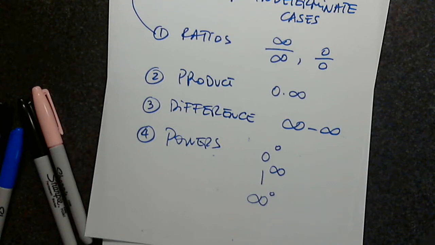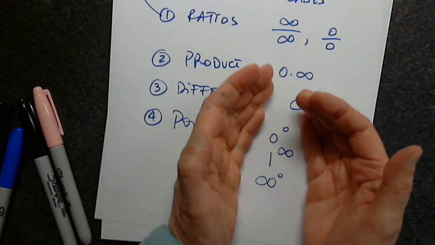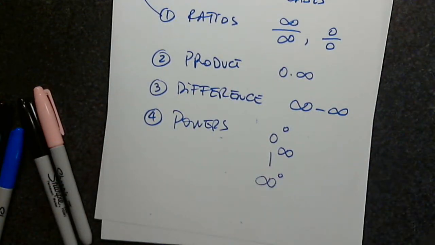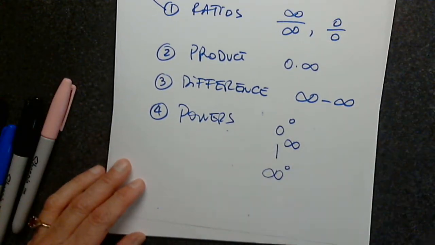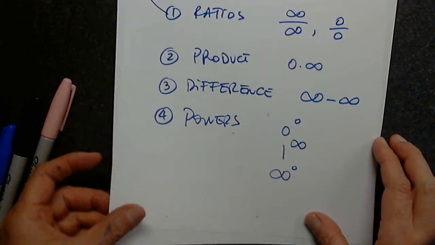But some of them are more difficult than others. And the most difficult ones are these, the powers. The rest are easier. These two are easier. These are more complicated. So let's choose problems.